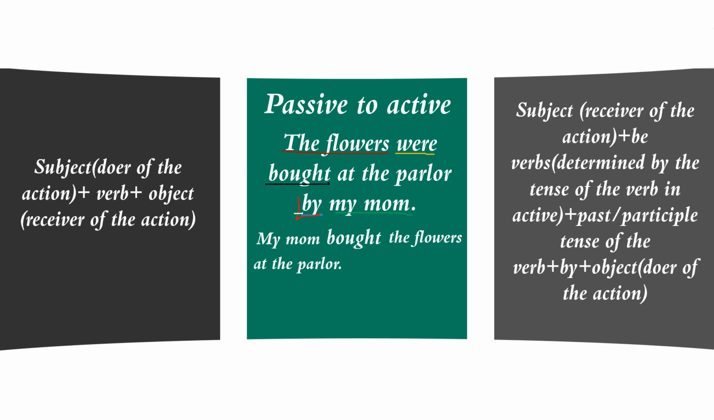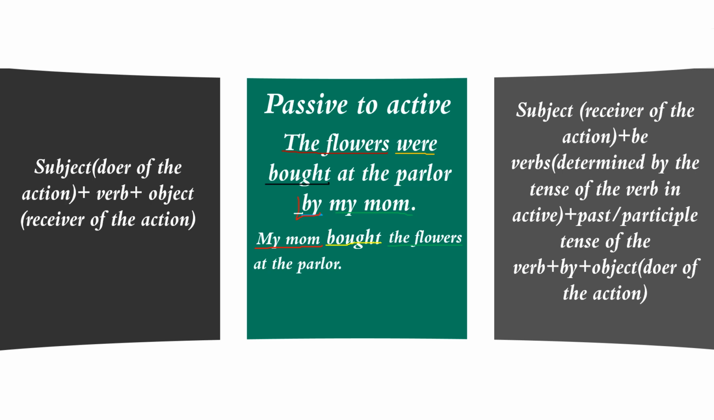As we can see there, we are now going to also label the active sentence using this formula. First is the subject, which is the doer of the action, which is my mom. The verb, and we only have one verb in here, is bought. And the last one is the receiver of the action, which answers the question what or who was being bought, and it is the flowers.